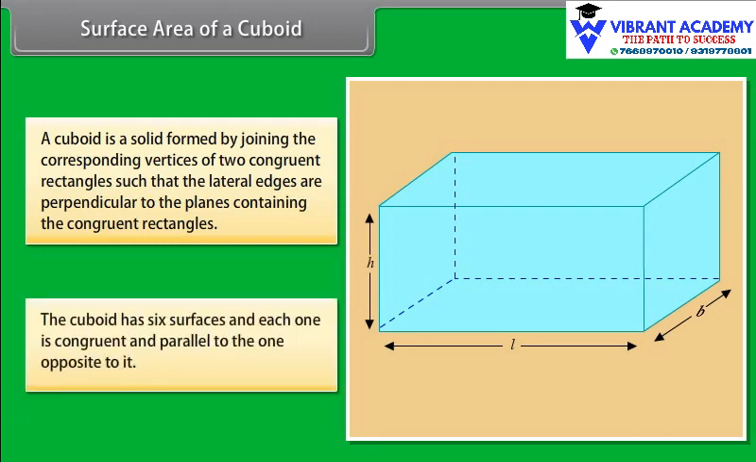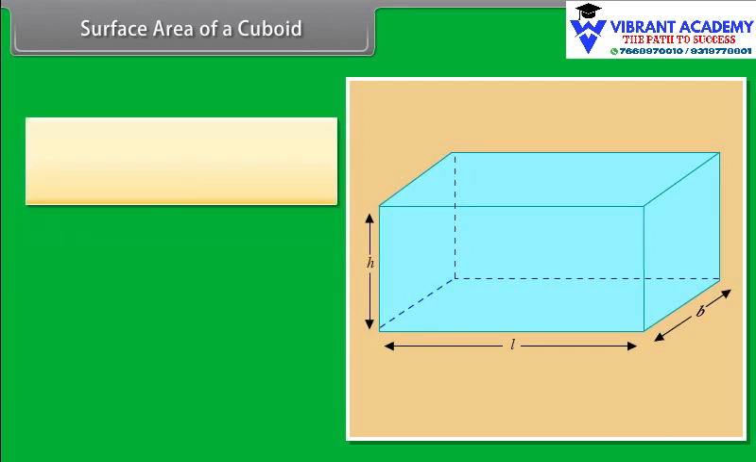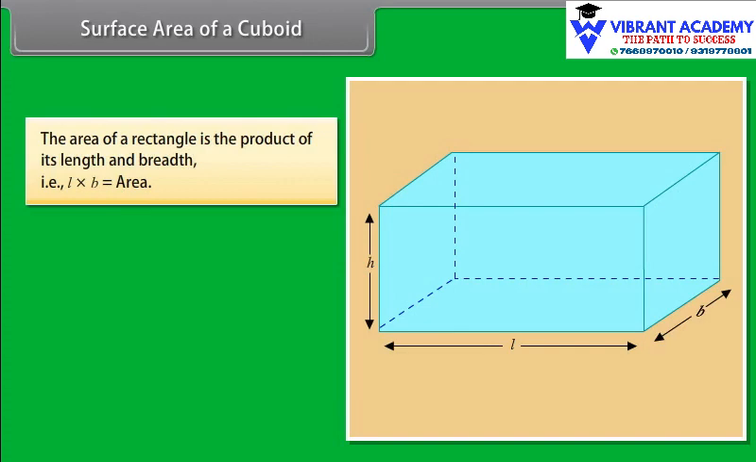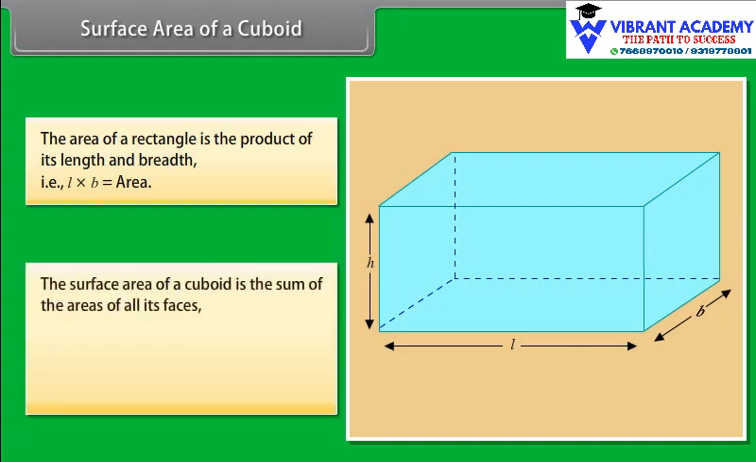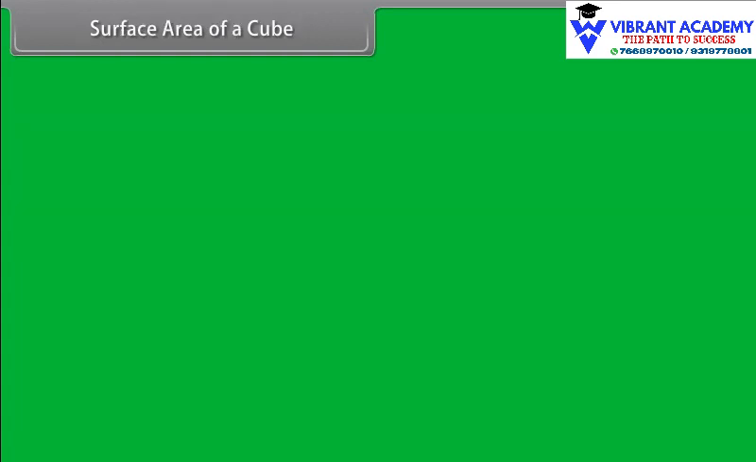We can see that the cuboid has 6 surfaces and each one is congruent and parallel to the one opposite to it. We already know that the area of a rectangle is the product of its length and breadth, that is, L into B is equal to area. Therefore, the surface area of a cuboid is the sum of the areas of all its faces, which is equal to 2 into (length into breadth plus breadth into height plus length into height), where L, B, and H are respectively the 3 edges of the cuboid.